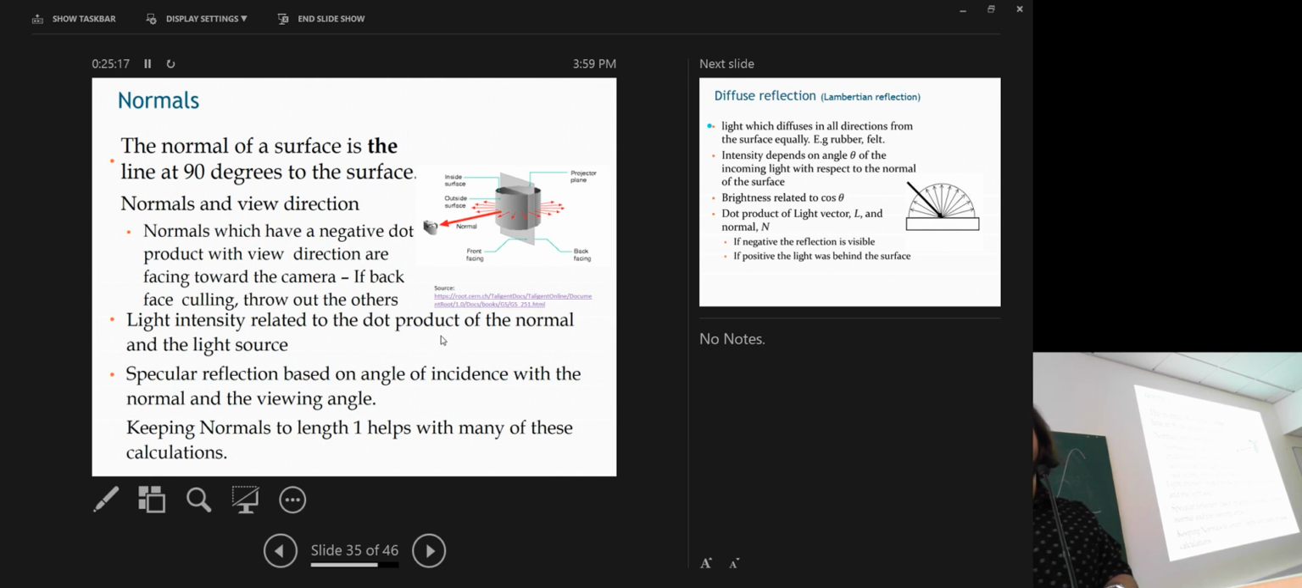So the idea is that by finding the angle between the direction we are looking at the object and the surface normal, we find out whether this part of the surface is facing towards us or not, and then we control whether we can discard this area or not. And it's used a lot for calculations, also for reflection based on the angle of incidence, the one that I have shown there. And we usually keep normals equal to 1 in length, to simplify the calculations.